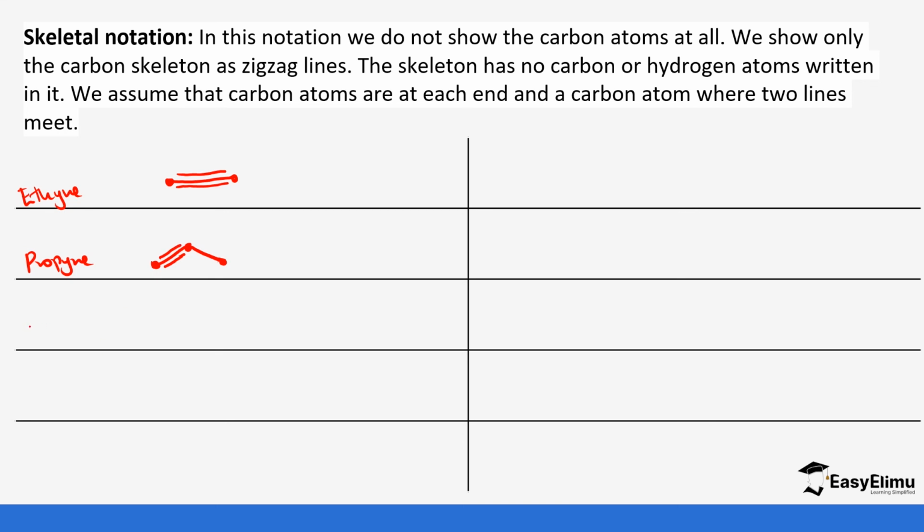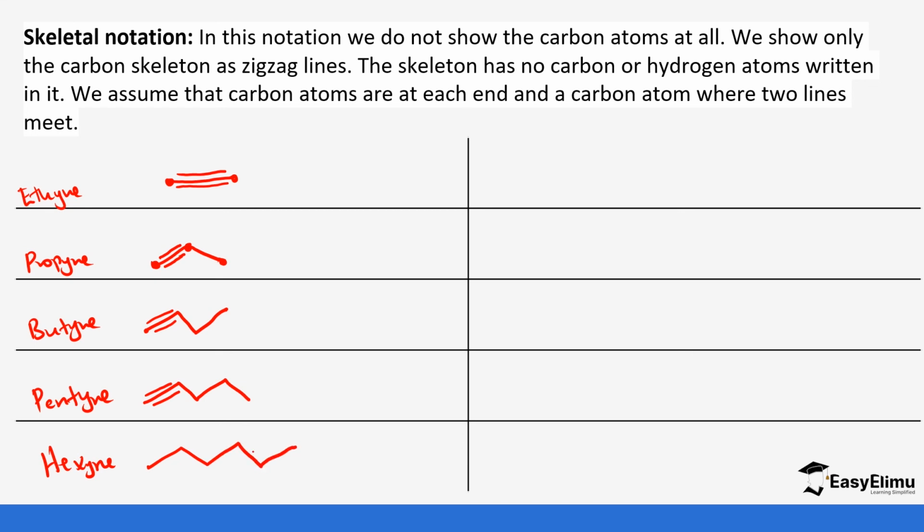So we go to butyne. We have the first carbon, number 2, number 3, number 4. So you put a small line here and a small line here. And then we go to pentyne. So 1, 2, 3, 4, 5. So one small line here and one small line here. And then hexyne, which is going to be 1, 2, 3, 4, 5, 6. Put a small line here and a small line here.